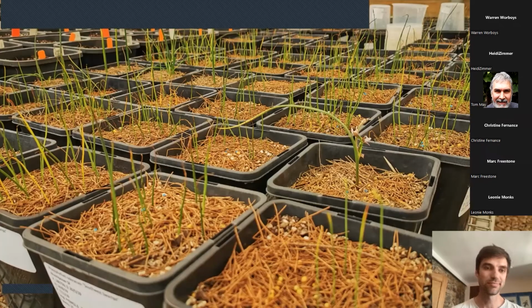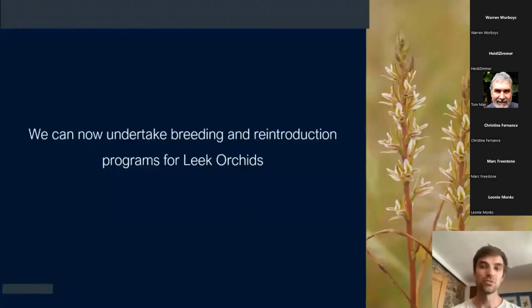And now the nurseries in the Botanic Gardens at Cranbourne are full of some really important insurance populations of some very endangered leek orchids, and seed can be collected from those plants, and they can act as a springboard for future larger scale propagation and reintroduction programs.